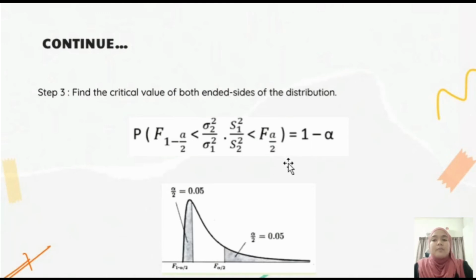For f sub alpha over 2, it is the F value that has an area to the right, as you can see from this graph. But for f sub 1 minus alpha over 2, this is the F value that has an area to the left of alpha over 2. Next, we will find the probability that the quantity in the middle takes on a value between these two F values is 1 minus alpha.